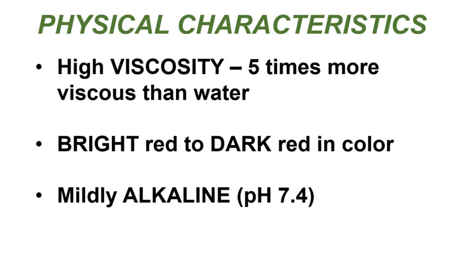In terms of coloration, blood is bright red when it's very well oxygenated, and it takes on a darker red color when it is low in oxygen content. As well as for some of its chemistry, blood is mildly alkaline with a pH of about 7.4.